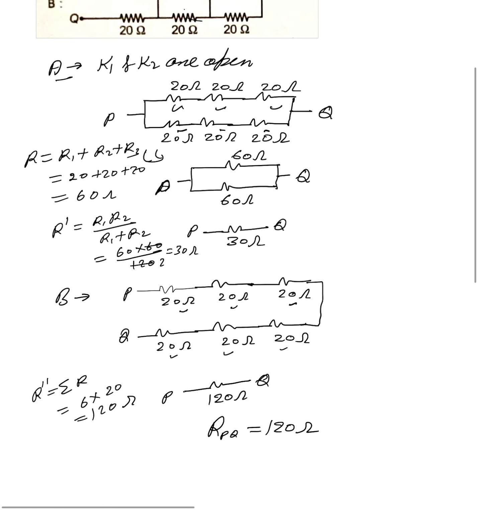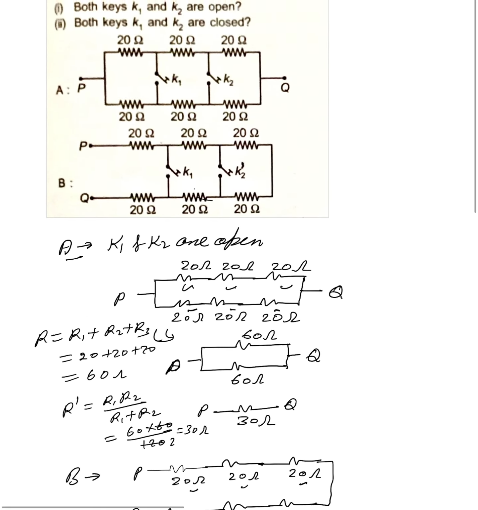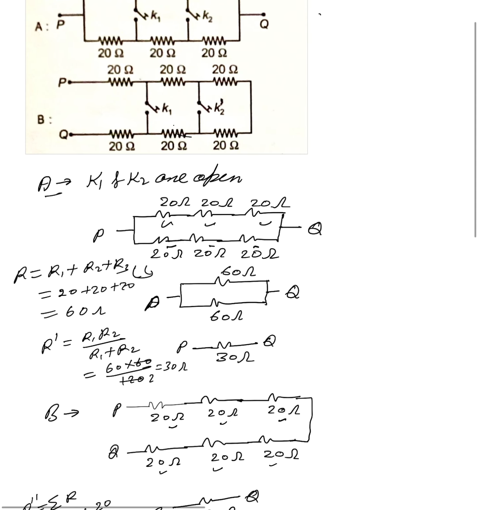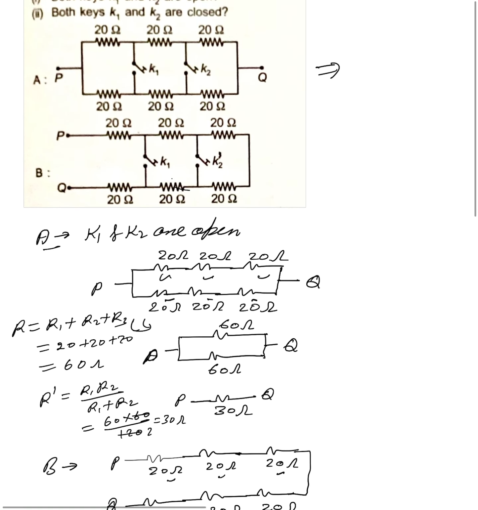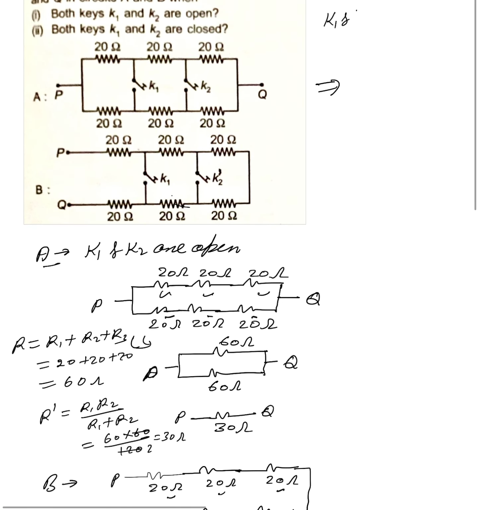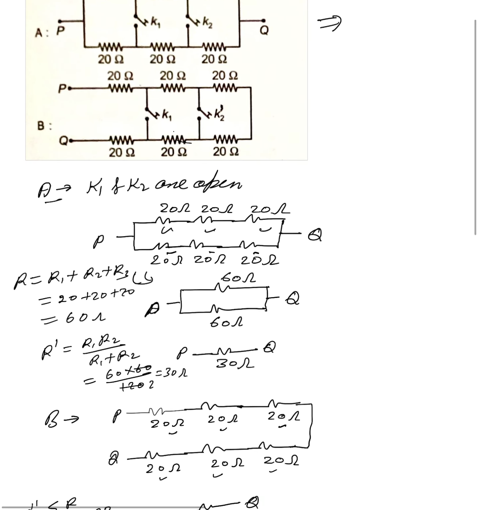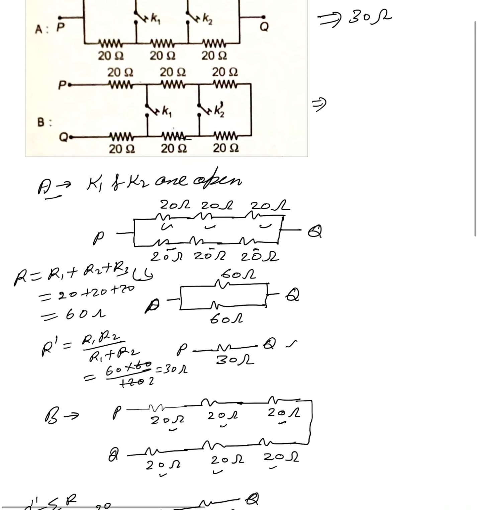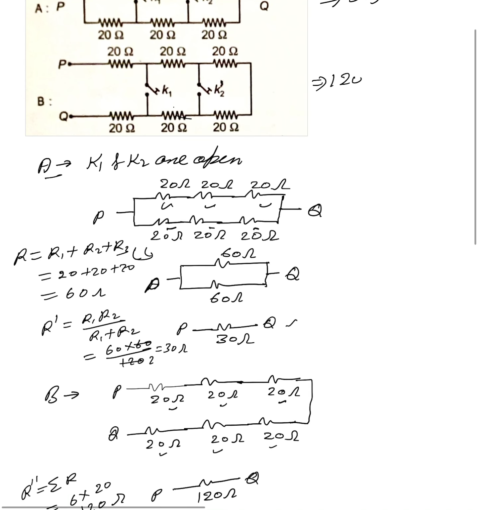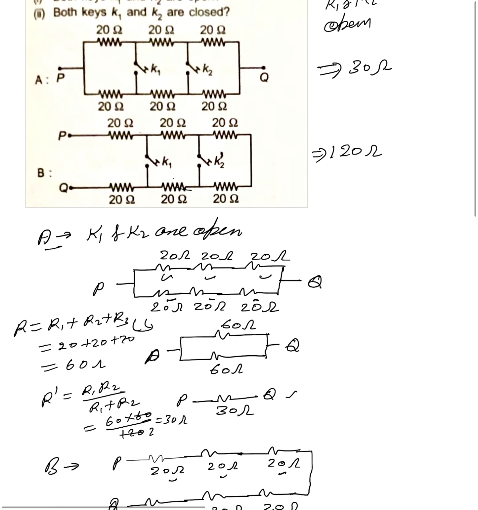Now, corresponding to the second part. So the first part is completed. Corresponding to this one, the answer for part A, if K1, K2 are open, what about the resistance? That is 30 ohm, and corresponding to B it is 120 ohm. Clear or not?